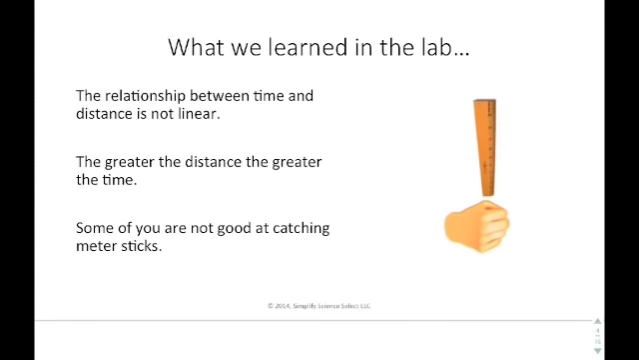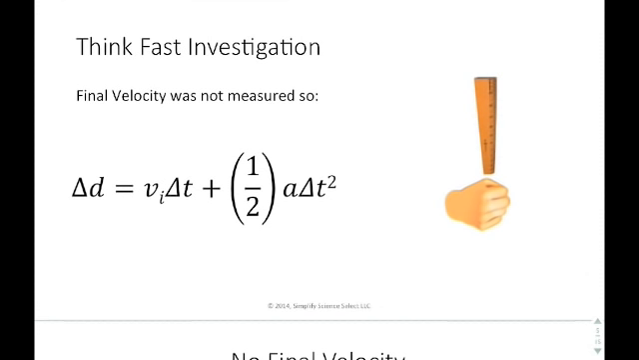Here's what we learned in the lab. The relationship between time and distance when an object is dropped is no longer linear. So the difference between 1 second and 2 seconds is not just twice as much distance. The greater the distance, the greater the time, and some of you are not good at catching meter sticks. So that's what we learned in the Think Fast investigation.